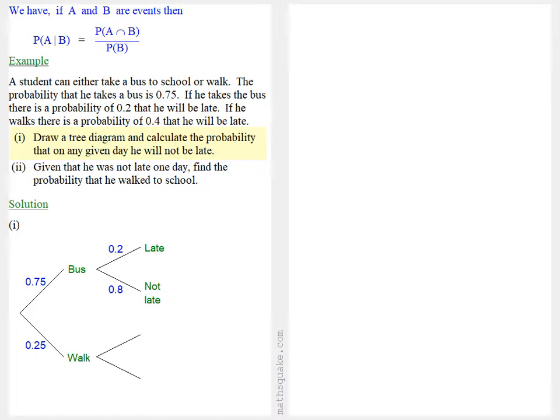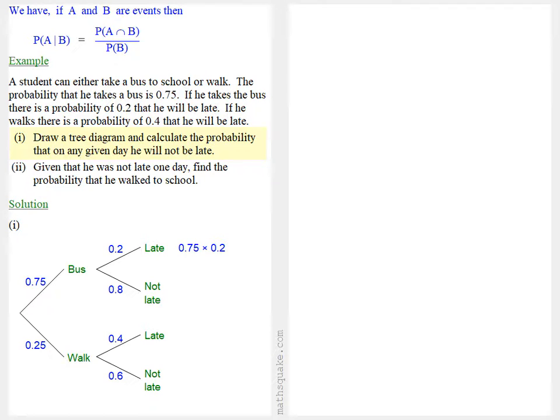If he walks, there are also 2 possibilities. He may be late or he may not be late. To be late, it's got a probability of 0.4 and not late has a probability of 0.6. Now to work out the final probabilities, we multiply down the branches.